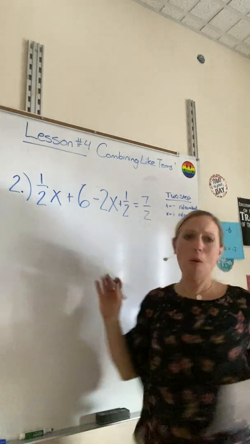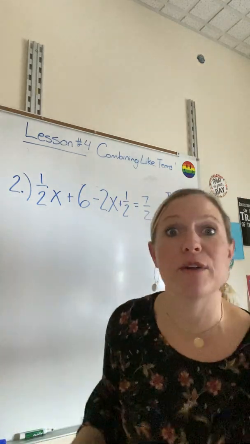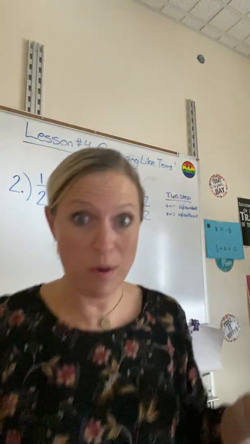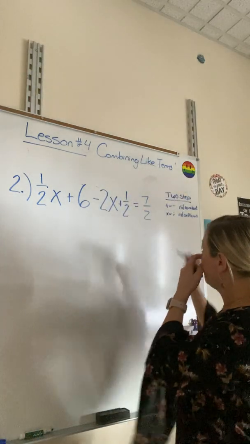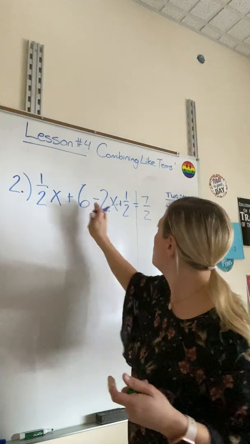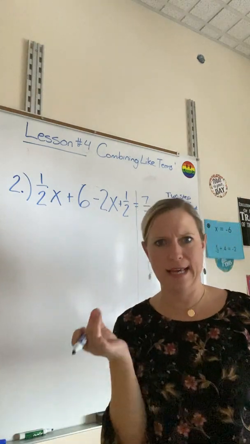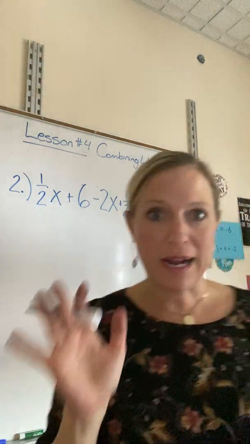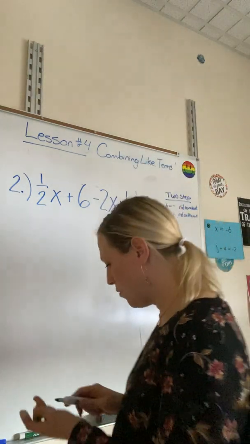7 halves. Oh my gosh, there's fractions! It's okay. We're gonna do the same thing that we did when there wasn't fractions. So we can see that this isn't your average everyday two-step, right? There's 1, 2, 3, 4 terms on the left-hand side. It can't be a two-step. We're gonna combine like terms.